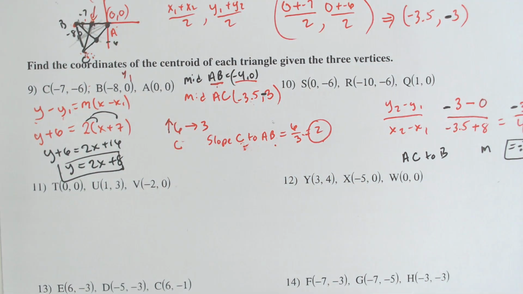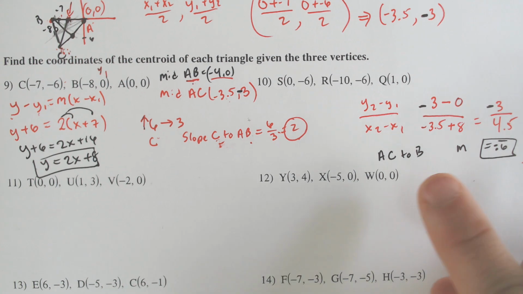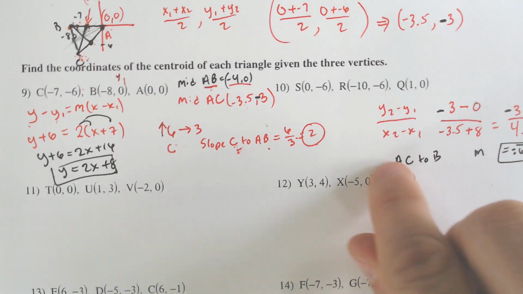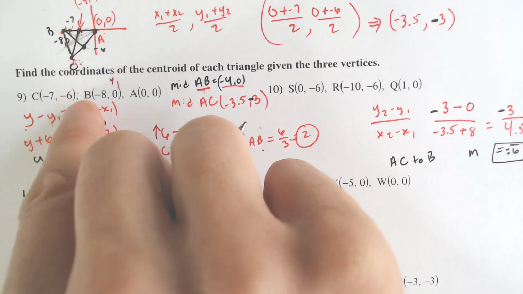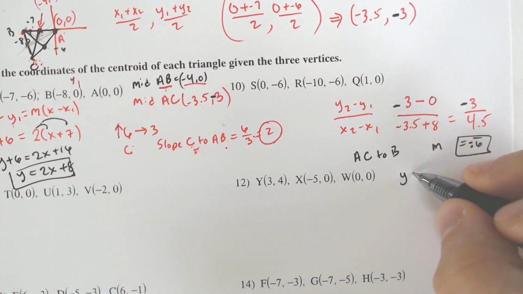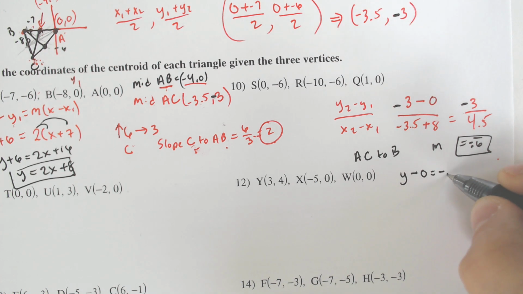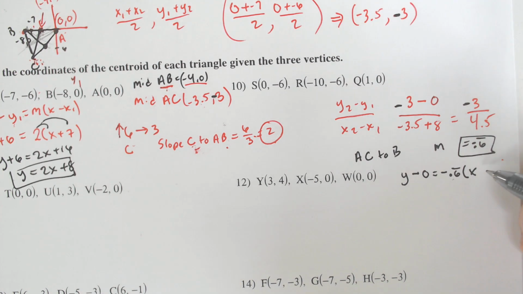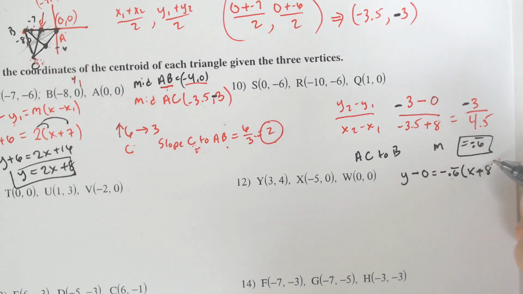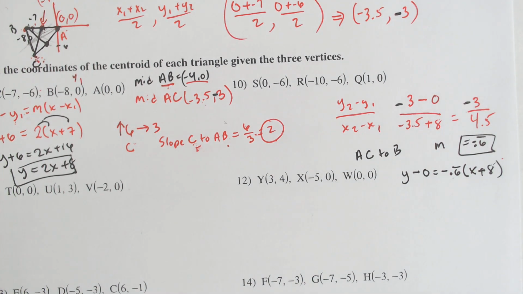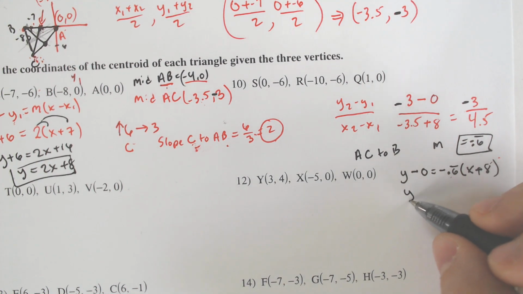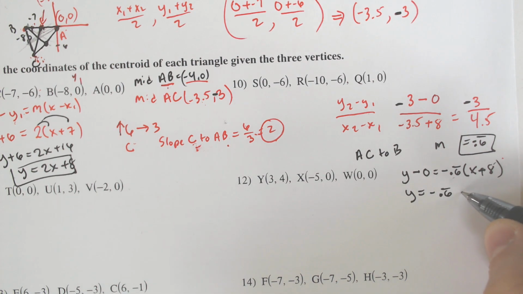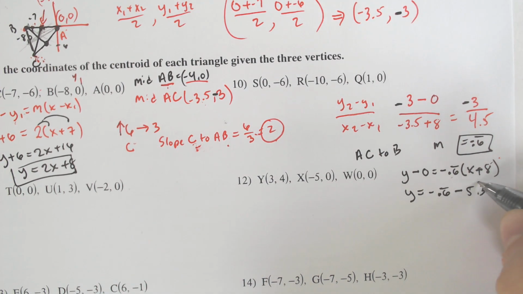One equation. Next equation, we got from AC to point B. Well, the midpoint of AC is a decimal, so I'm not going to use that. I'm going to use point B. Point B is negative 8 comma 0. So y minus 0 equals negative 0.6 repeat times x minus negative 8, which turns into a plus 8. 8 times 0.6 repeat ends up being 5.3 repeat, negative 5.3 repeat. Y would equal negative 0.6 repeat x minus 5.3 repeat.